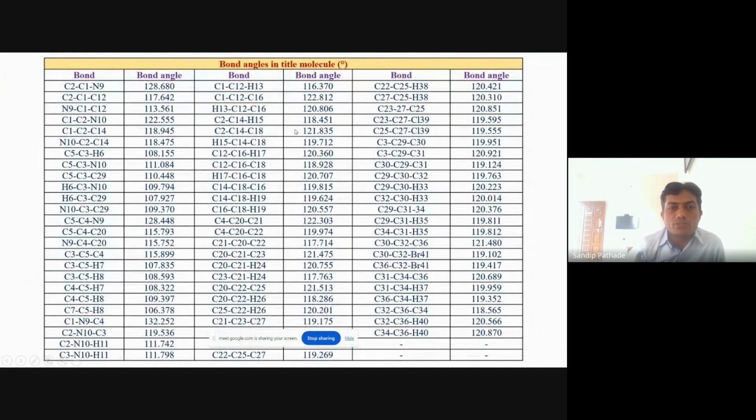These are the bond angles of the synthesized molecule, and these bond angles also match well with the normal values of the bond angles. When we look at the bond angles of the sp3 hybridized carbon, that appears at 109.5 degrees, while the bond angles of the sp2 hybridized carbon appear at 120 degrees.